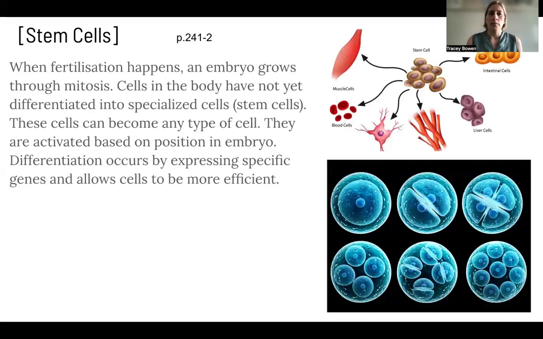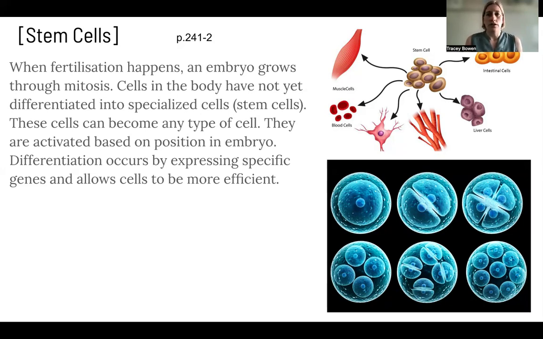When fertilization happens, an embryo grows through mitosis, and those cells in the body have not yet differentiated into specialized cells. Those are stem cells, these undifferentiated cells. So they can become any kind of cell, and they're activated based on the position in the embryo as it is growing into a bigger and bigger ball of cells. Differentiation occurs by expressing specific genes and allows cells to be more efficient.